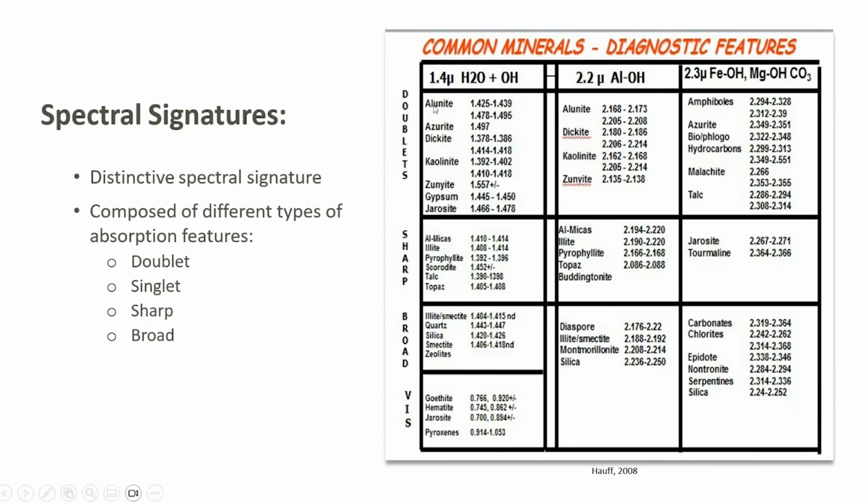For example, at 1400 nanometers, where you've got water and OH bonds, these are just some of the common minerals that we see that have different types of features. Alunite, for example, will have a doublet there. Illite will have a sharp feature. Quartz will have very broad features. And then for things like hematite, you'll actually see features in the visible as well.